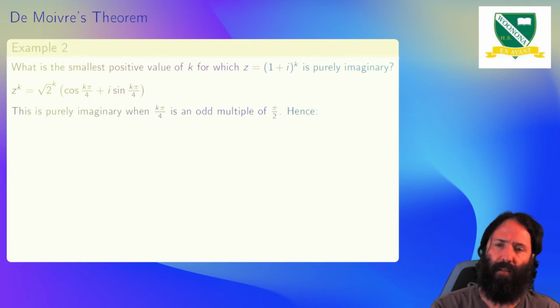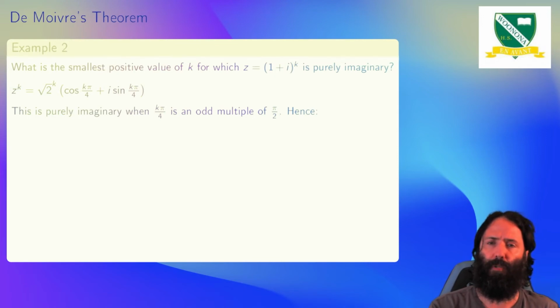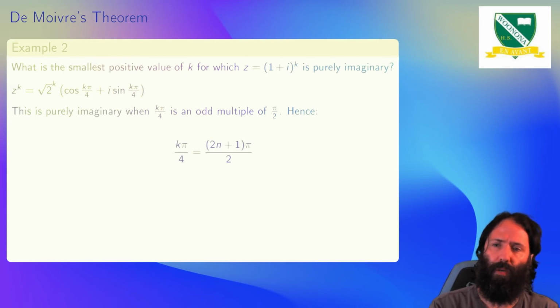So z to the k then is root 2 to the k times cos k pi on 4 plus i sine k pi on 4. And to be purely imaginary, that real part must be 0, which means that k pi on 4 must be an odd multiple of pi on 2. Think of your cosine graph. The only way that that can be 0 is at odd multiples of pi on 2. And what that means is that k pi on 4 is equal to 2n plus 1 pi on 2.